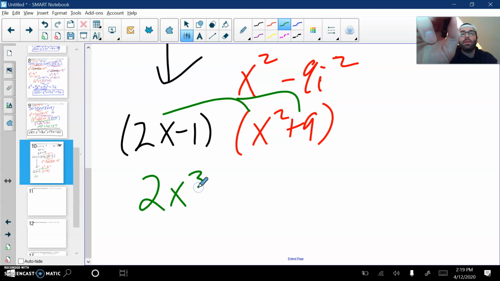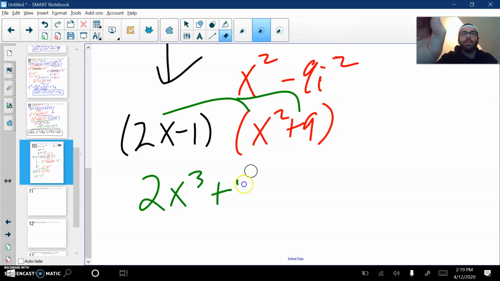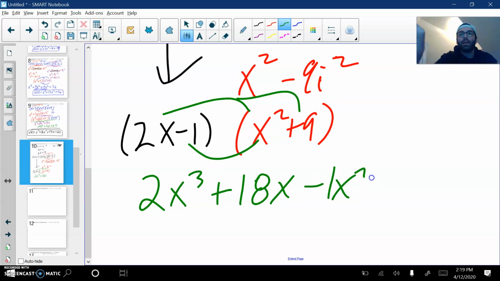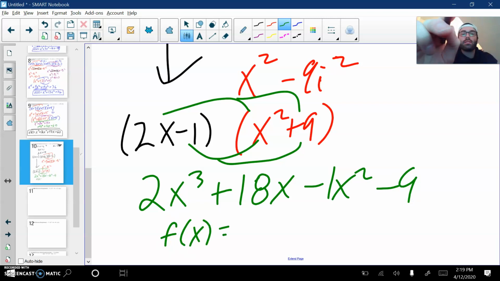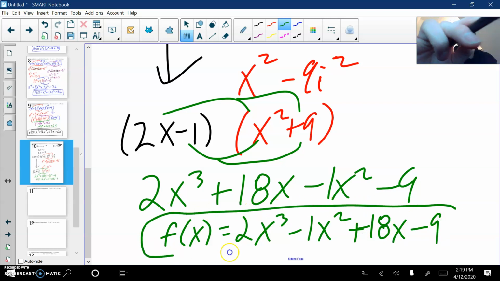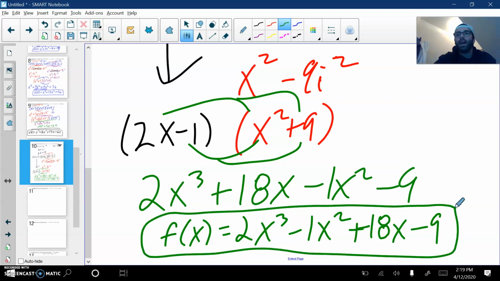2x cubed plus 18x minus 1x squared minus 9 to get f of x equals 2x cubed minus 1x squared plus 18x minus 9. How about it? Let's keep going.